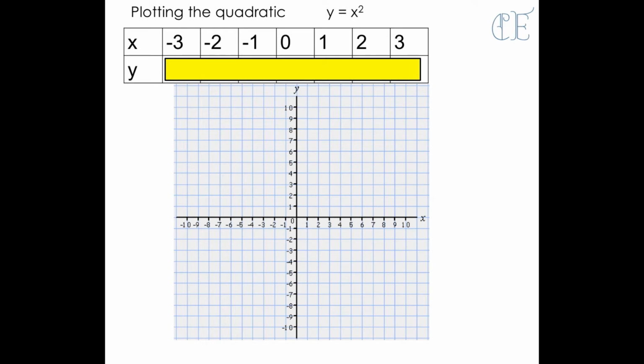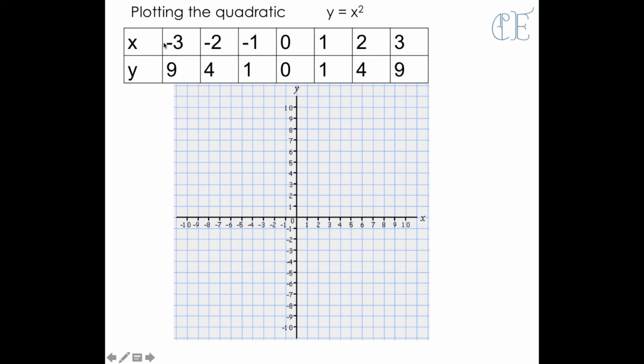Okay, so if you've had a go at that, let's have a look then. So we've done y equals x squared as our quadratic equation, and that's the curve that we're going to draw. As we draw it, you will see that all we've done is x squared for every single value of x, from minus 3 up to 3. So we can now plot those points: minus 3, 9; minus 2, 4; minus 1, 1; 0, 0; 1, 1; 2, 4; 3, 9.